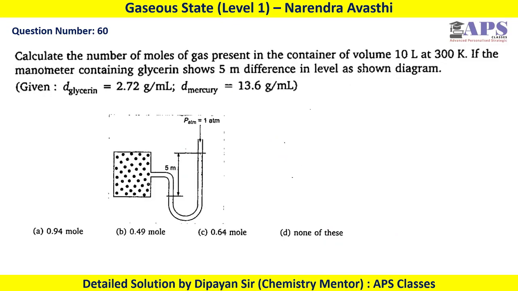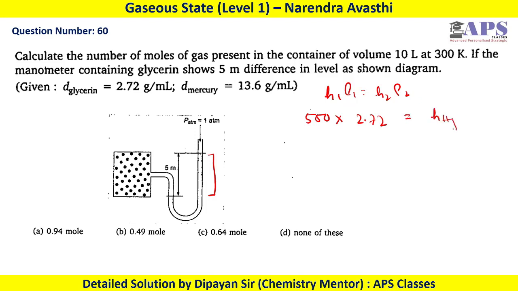In question number 60, calculate the number of moles of gas present in a container of volume 10 liter at 300 Kelvin, if the manometer containing glycerin shows a 5 meter difference in level as shown in the diagram. First of all we have to convert 5 meter of glycerin into a mercury level, so we use H1 rho 1 = H2 rho 2. Here H1 is 5 meter, that is 500 centimeter, and the density of glycerin is given as 2.72. We have to calculate the height of the mercury level.